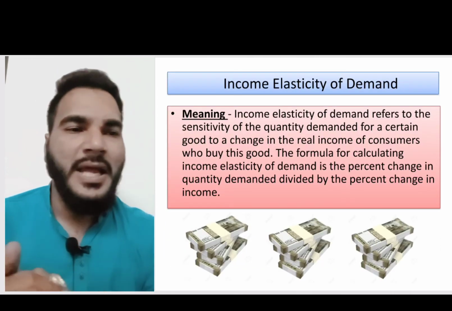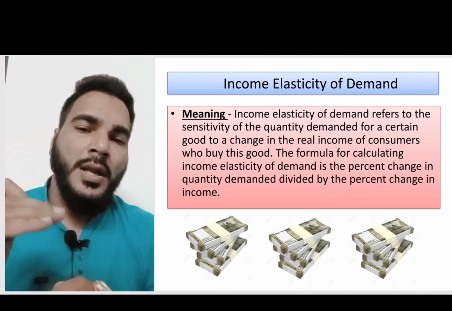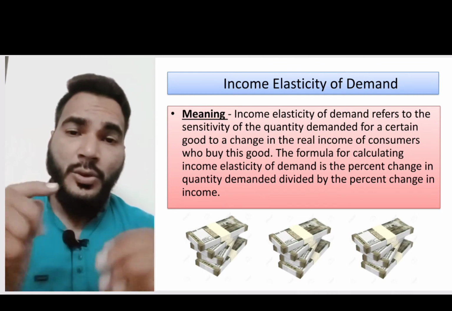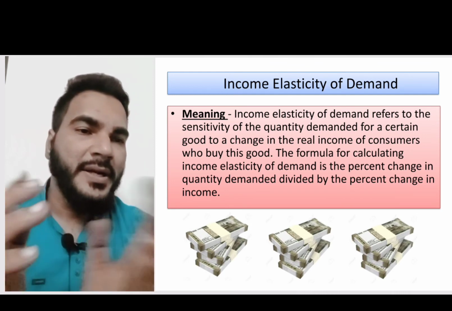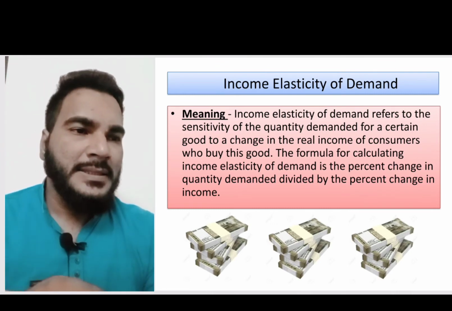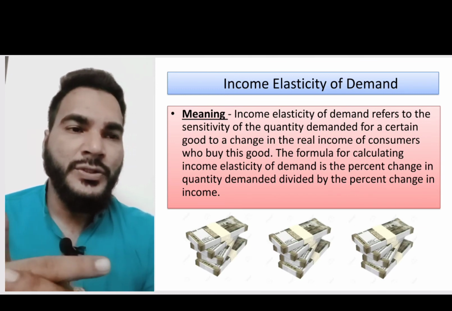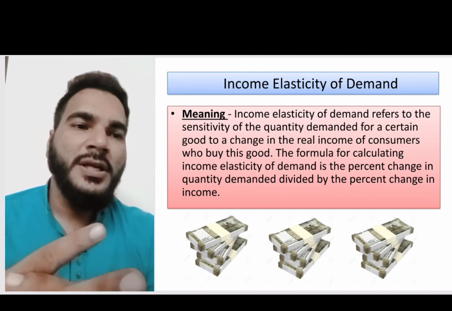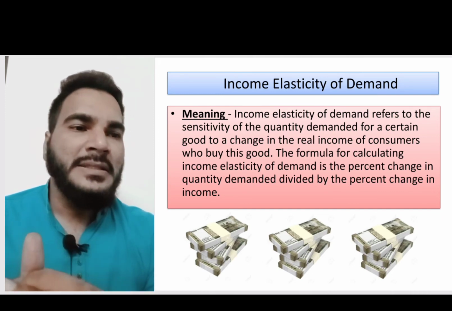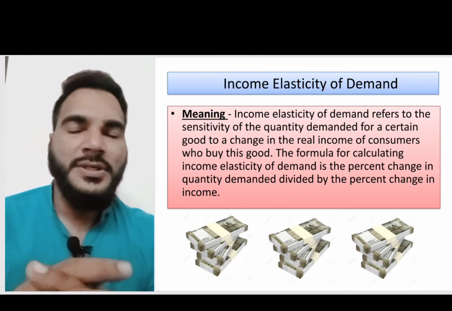Then we have income elasticity of demand. As we saw with price elasticity of demand, when the price changes, how demand changes. Here, when income changes, how demand changes. Let us read the meaning here. Income elasticity of demand refers to the sensitivity of quantity demanded for certain goods to a change in the real income of the consumer who buys the goods. The formula for calculating income elasticity of demand is percentage change in quantity demanded divided by percentage change in income.